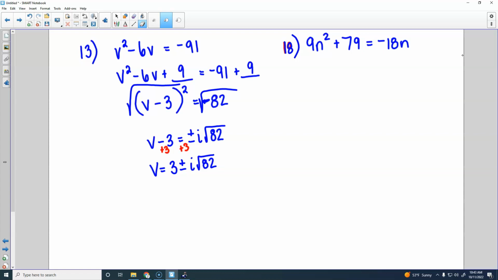Completing the square will work. You can still complete the square if you just love it. Or if you have forgotten the quadratic formula, completing the square always works, right, if you remember how to do it. But I would probably just use quadratic formula here.